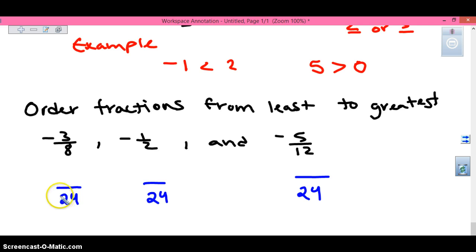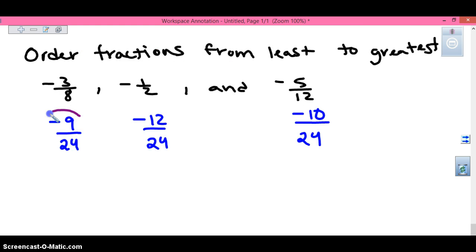8 times what is 24? 3, and 3 times 3 is 9. We keep our negative. 2 times what is 24? 12, so 12 times 1, -12. 12 times what is 24? 2, and 2 times 5 is 10. Keep our negative. Now we can focus on our numerators to order our fractions.